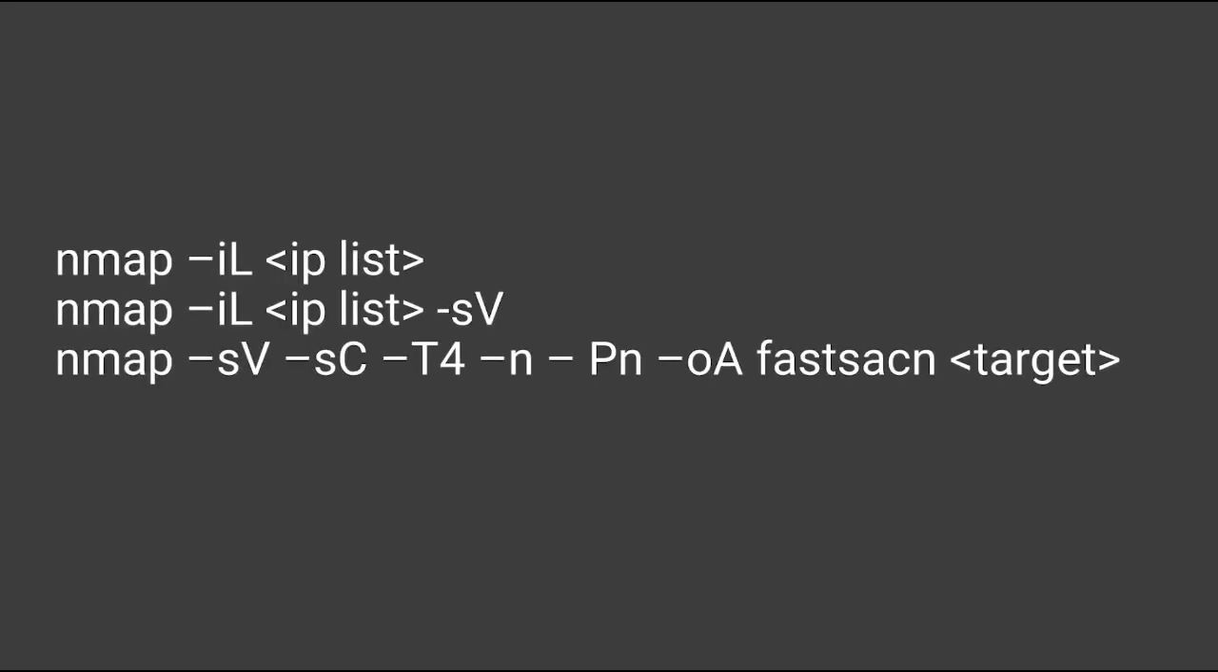So let's see the commands. The first command, as you can see, is nmap -iL and the IP list. The second one is nmap -iL IP list -v. And for the last command, we try to use lots of switches in nmap to perform professional commands.